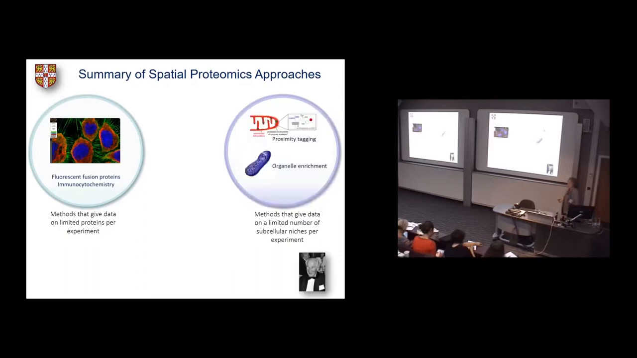So the methods that we've been working with for many years now are not entirely novel in their design, but were first mooted by this guy here. This is Christian de Duve. He was a Belgian cell biologist. He got the Nobel Prize for the discovery of the peroxisome and the lysosome.